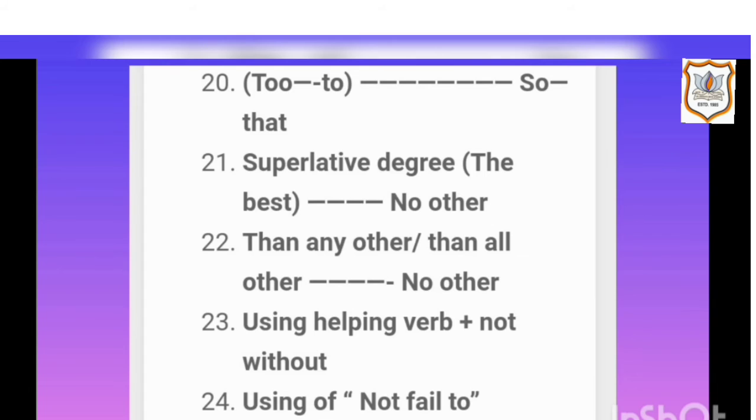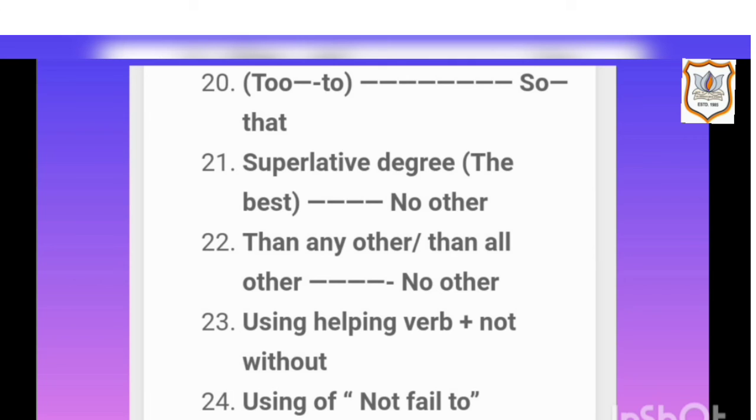Now let us see some further rules. When too is used in an affirmative sentence, we will change it to so that. For example, he is too weak to stand. So we will change it: he is so weak that he cannot stand.